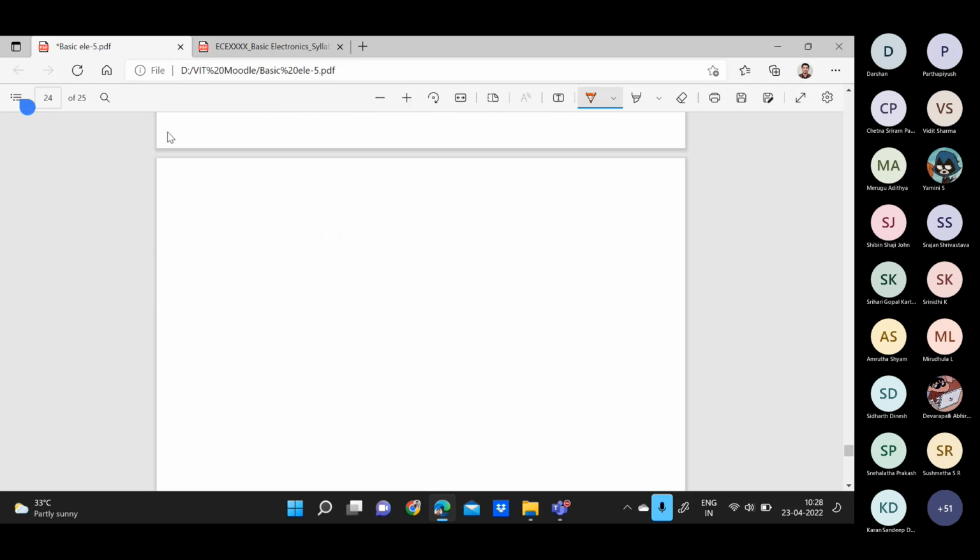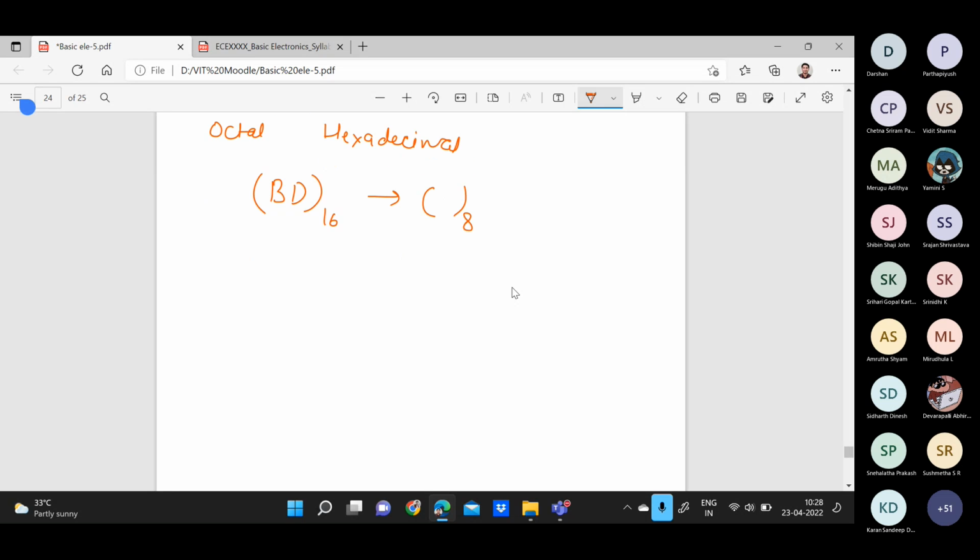Now we saw octal and hexadecimal, right? For example, you have a number like BD in hexadecimal, and they said convert into octal. So you know the procedure. What is that procedure? First, you convert into decimal, that means base 10. You know this procedure, right? How to convert hexadecimal into base 10. And you also know the procedure to convert base 10 into octal. So like that you can do it.